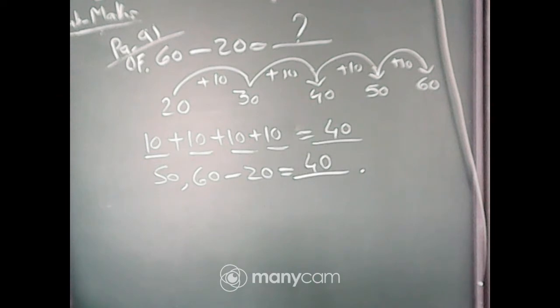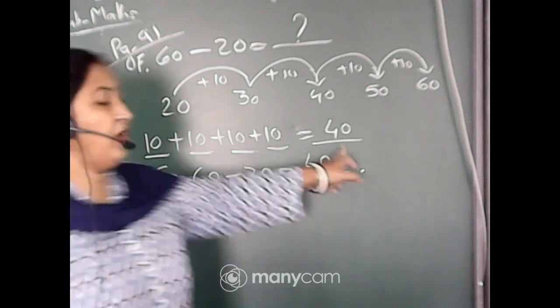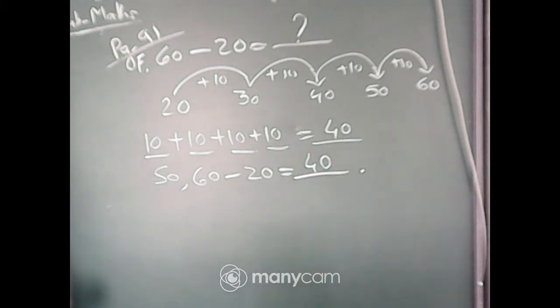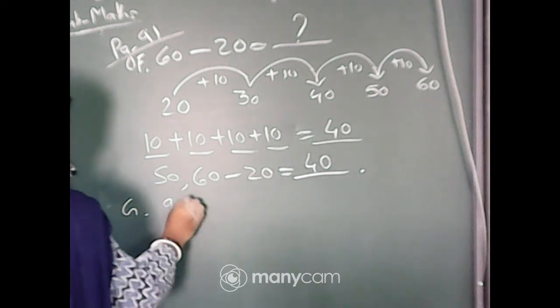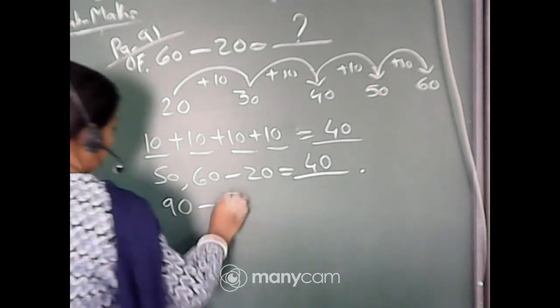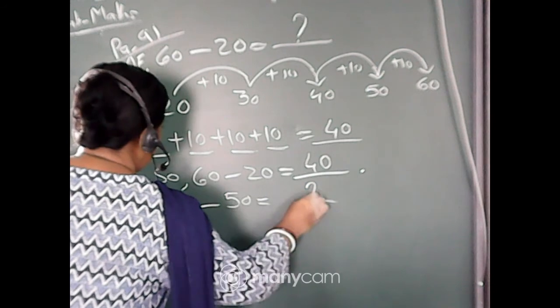Now the next one, number G, 90 minus 50. Oyantika, I have told you that this type of sum you will not do directly. You have to show this addition part and then you have to write the answer. You will not do it directly. G, 90 minus 50 is equal to dash. This is also the same.